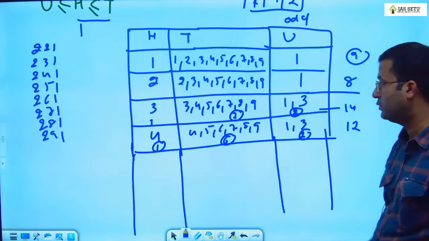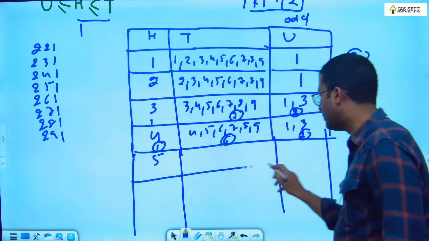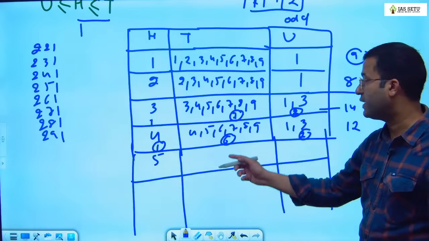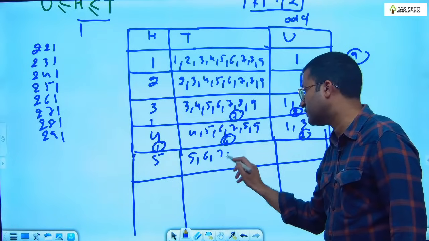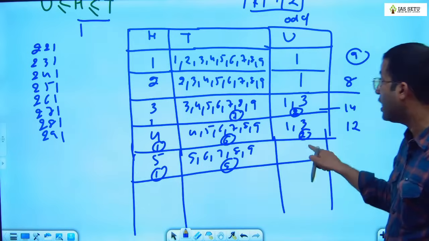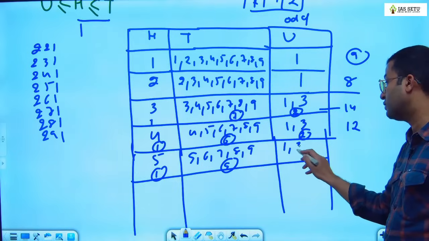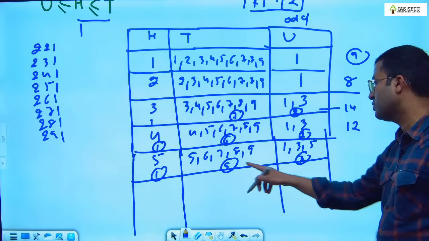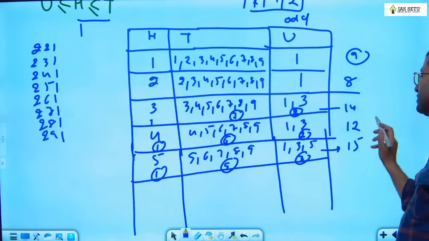12. If at 100 place you are using 5, then 10 place you can use 5, 6, 7, 8, 9. There are 5 options. There is one option. At unit place you can use 1, 3, 5. 3 options. 5 into 3, 15 such numbers are possible.